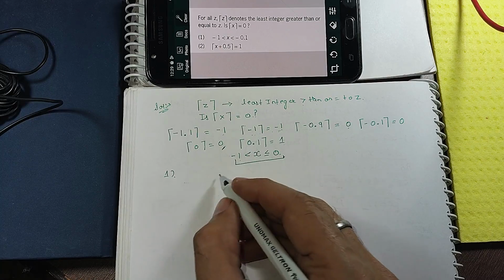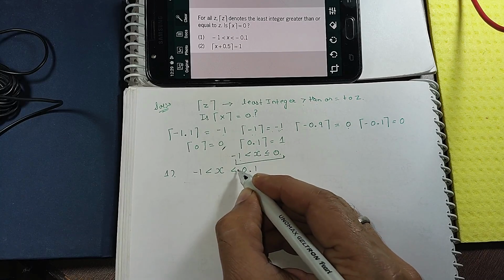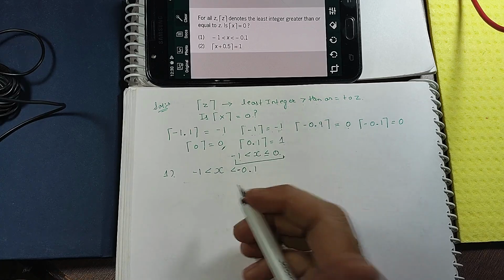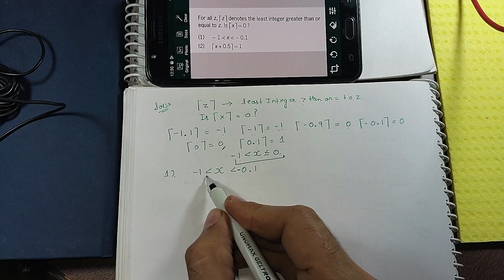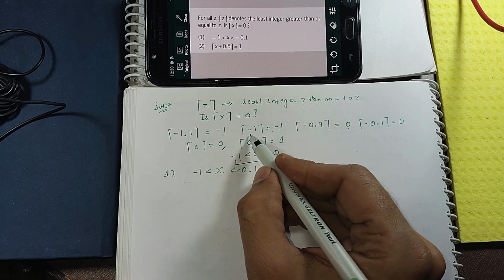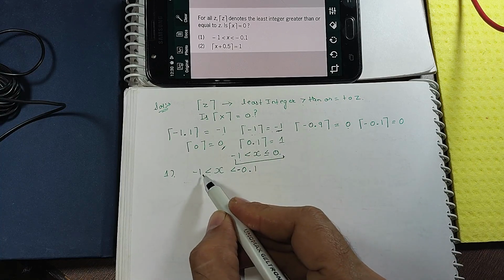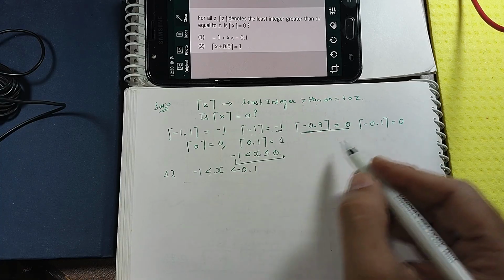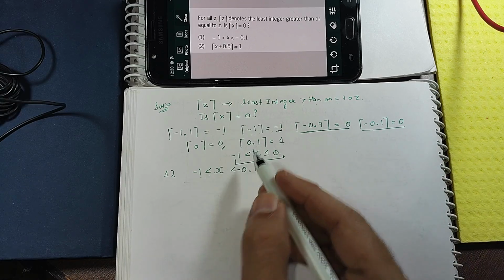Statement 1 tells me that x is greater than -1 and less than -0.1, right? Now what does this inequality mean? It means that x has to be greater than -1 but not equal to -1. We found that if it is equal to -1, the value is -1, but the inequality says that it is greater than -1. So I can have values that give me 0, and for -0.1 we have also calculated it to be 0. So that means in this range the value is equal to 0.